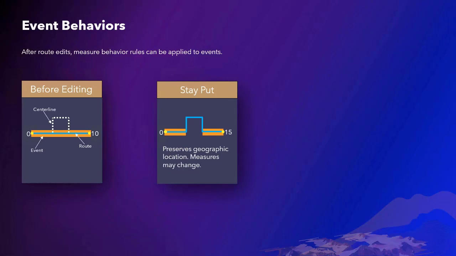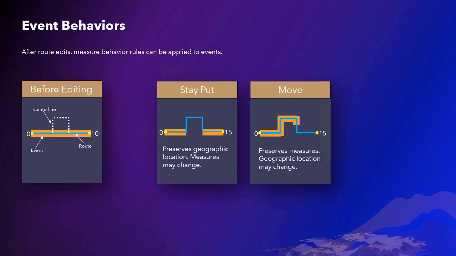Stayput preserves the geometry of the event, but updates its measures in accordance with the new measures on the route. Move does the opposite by preserving the measures, but updating the shape to line up with the new locations of the existing from and to measure on the event.